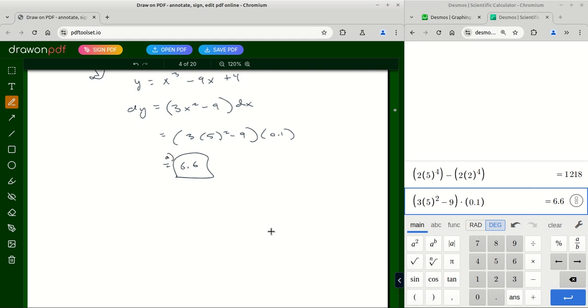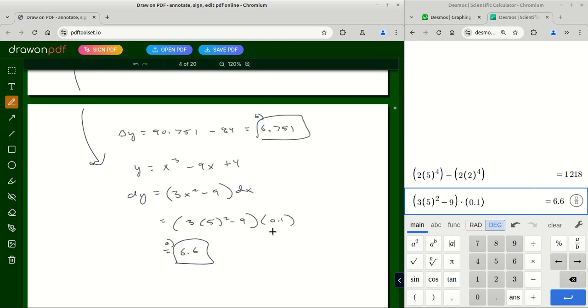Anyway, so there's your answer for part A. Okay. Again, it wasn't hard. It was just kind of understanding what you're looking at, okay? So take a derivative, make sure you're plugging in for x and even for dx.